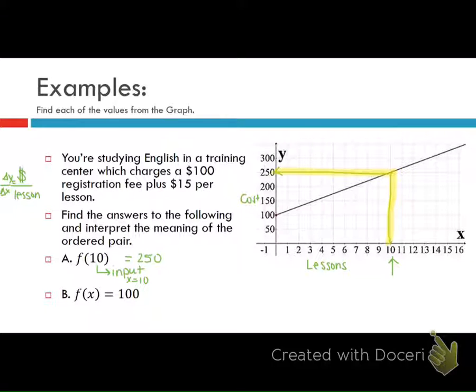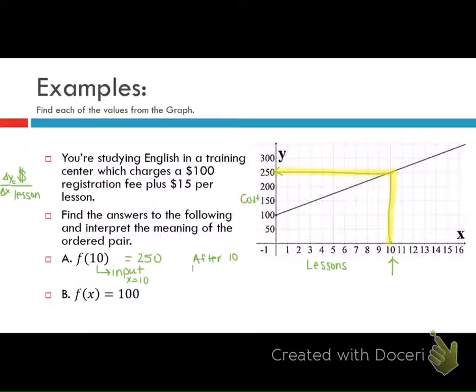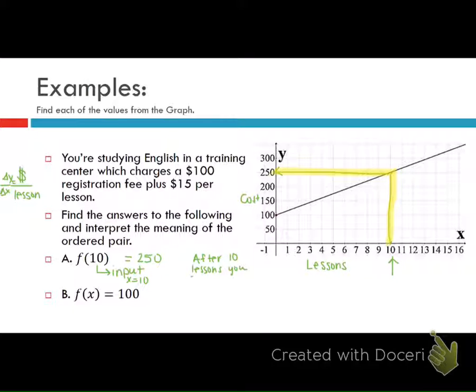After 10 lessons, you've spent $250 on your lessons, right? So after 10 lessons, you have spent $250.